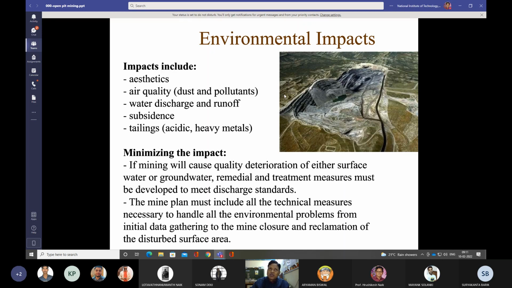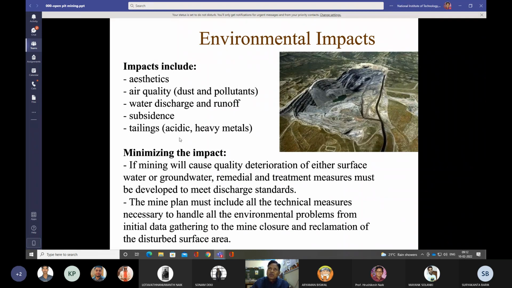Opencast mining is also responsible for water discharge and runoff and water pollution. And sometimes the land gets subsided. Subsidence also sometimes takes place, sliding of the rock mass. And after the mineral is taken out, after the mineral is processed and beneficiated, you generate a lot of tailings, gangue particles, which may be acidic in nature or which may contain heavy metals, which are also very harmful to the environment.